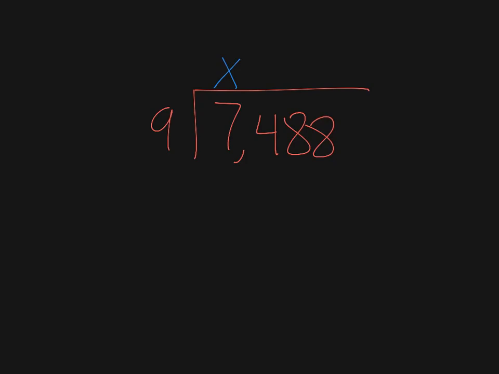Moving along, let's go to division. Here's our quotient, or we're trying to find the quotient. Here's our dividend. Here's our divisor. And let's get started. 9 cannot go into 7. We put an X up top.